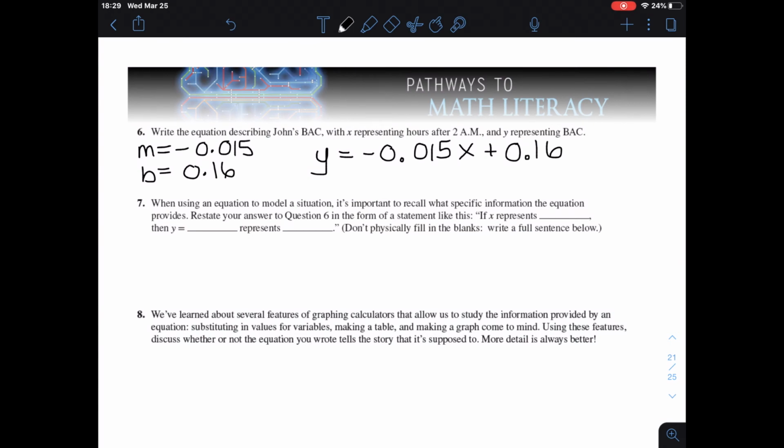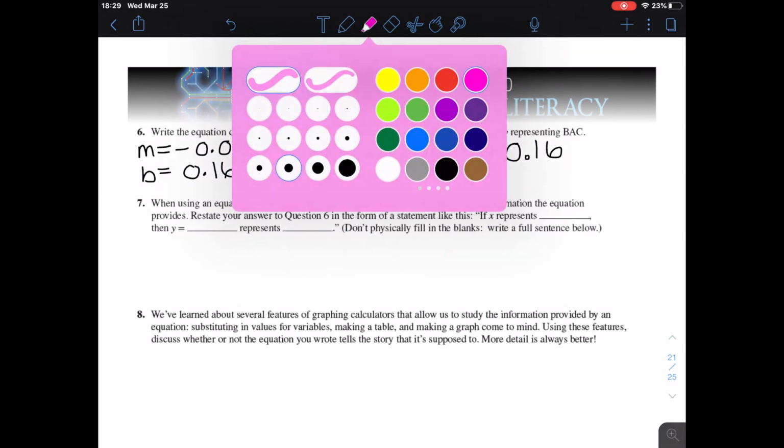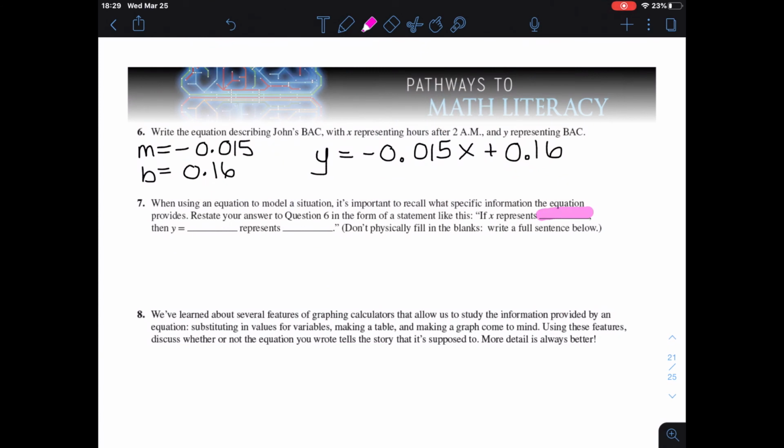So when using an equation to model a situation, it's important to recall what specific information provides. So we want to restate the answer to question 6 in the form of a statement. So if X represents the number of hours after 2 a.m., kind of color code this. This first piece is X is the number of hours after 2 a.m.